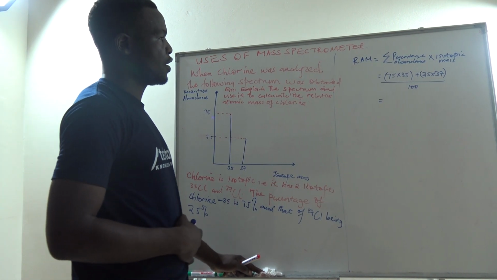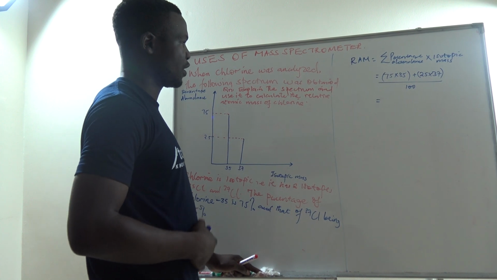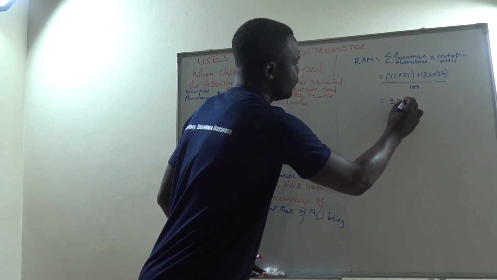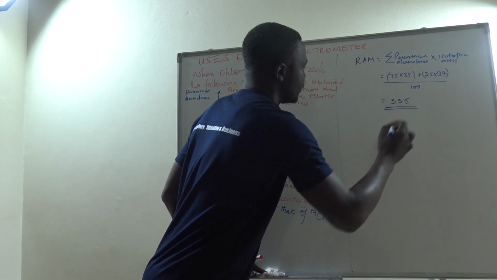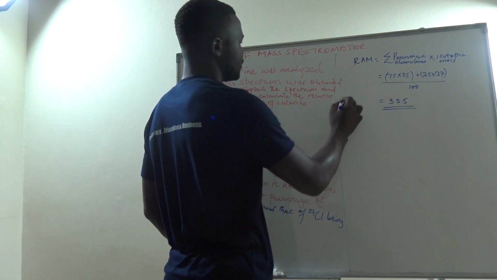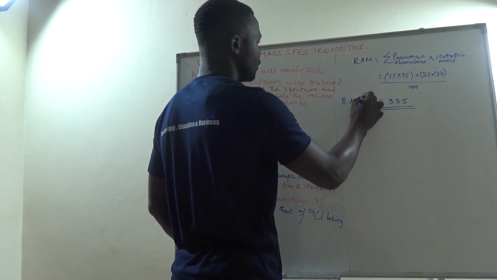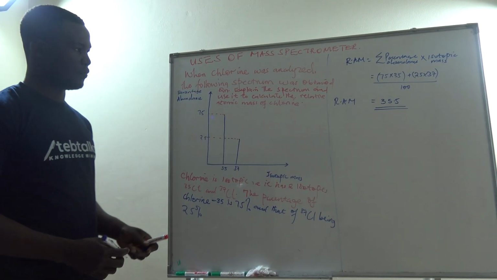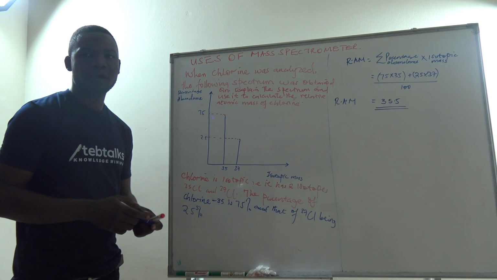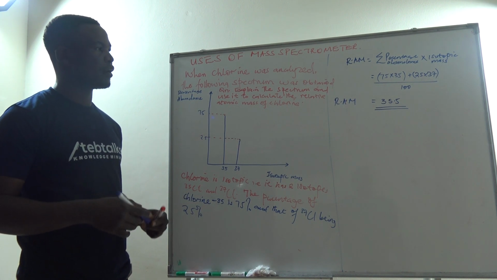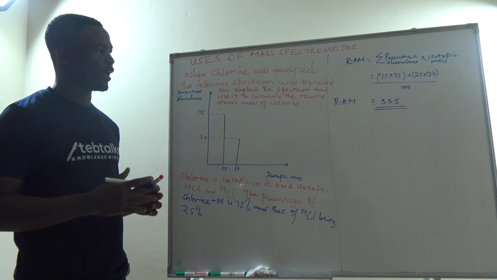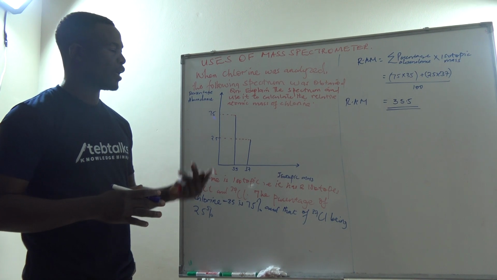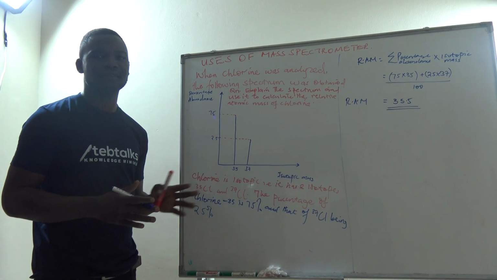Now, when you press your calculator, you realize that this is 35.5, and this is the relative atomic mass of chlorine. That is the known value that we even have in the periodic table. If I can refer you there, we will get the same thing. So let's meet in the next example. Thank you.